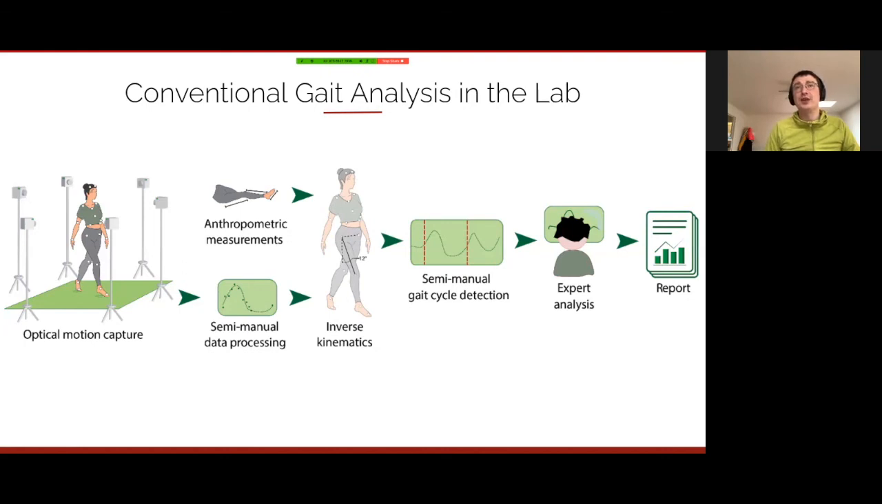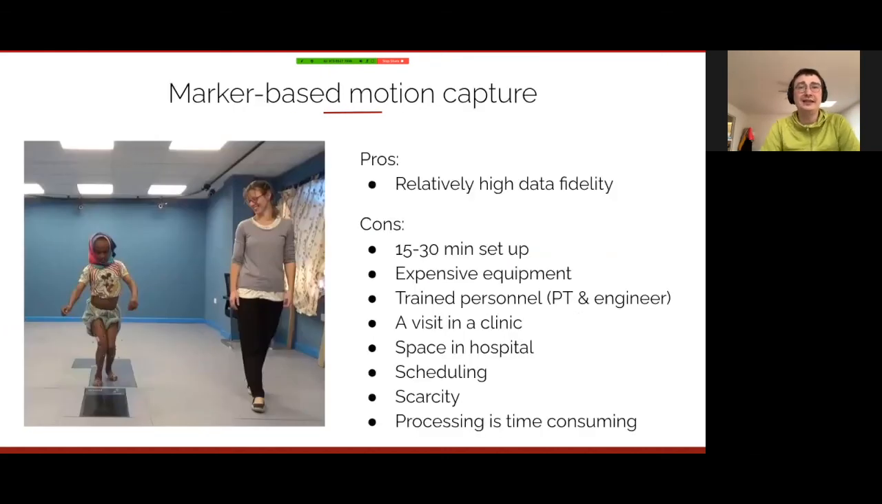And you do that in order to make the curves comparable across subjects, to see the peaks in the right place and to see if there's some abnormality. Then an expert takes all this data and generates a report. So as you can see, it's a very sophisticated process that gives you very high fidelity data, and it's used extensively in gait analysis. But the problem is that it's sophisticated, but also very complex. So it's expensive and inconvenient.